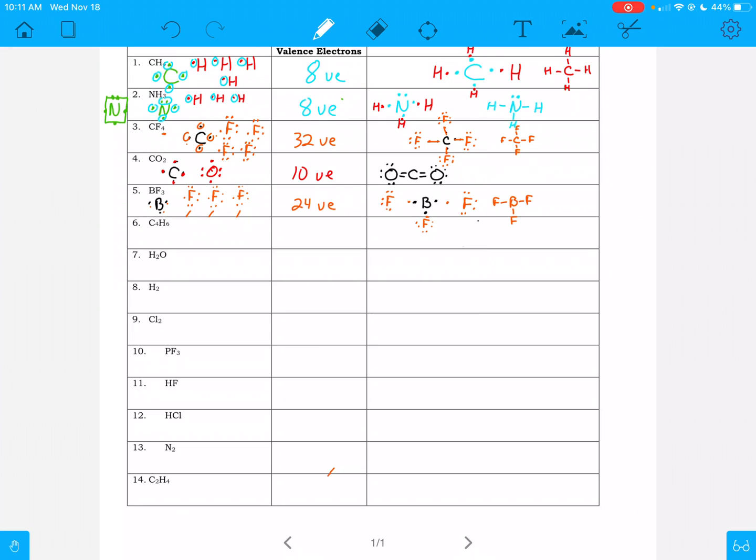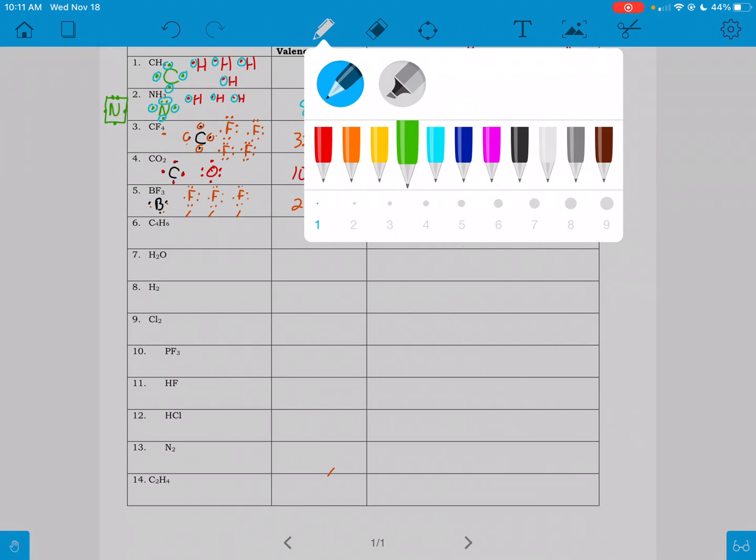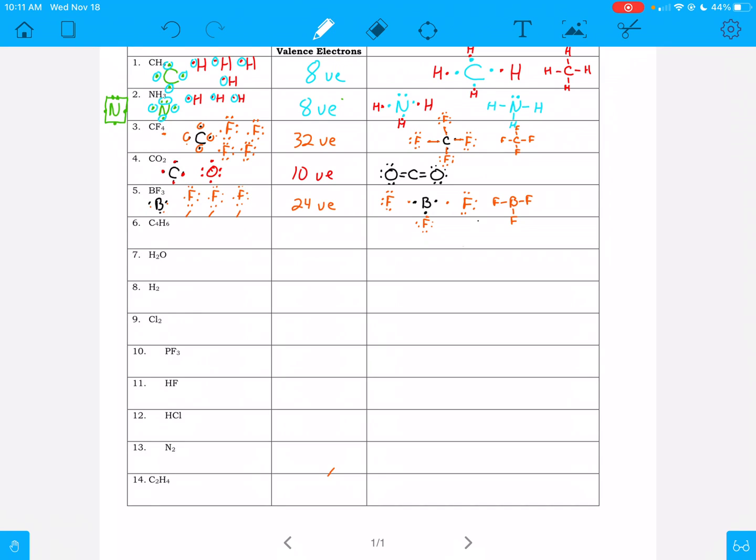So nitrogen, usually nitrogen is traditionally written in green, so I'm going to do it in green. Nitrogen has 5 valence electrons, so 1, 2, 3, 4. Hold on, let's do it right. It has nitrogen, 1, 2, 3, 4, 5. That's usually how we write it. And another one, nitrogen, 1, 2, 3, 4, 5.